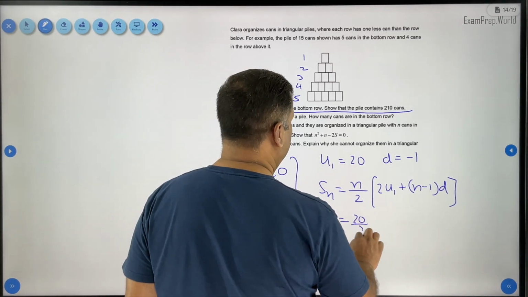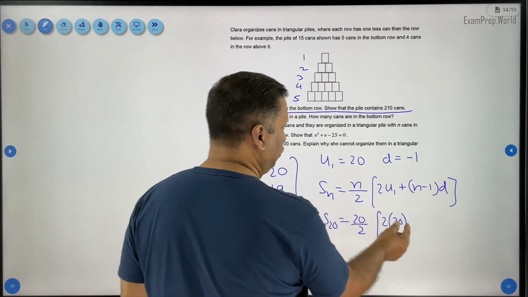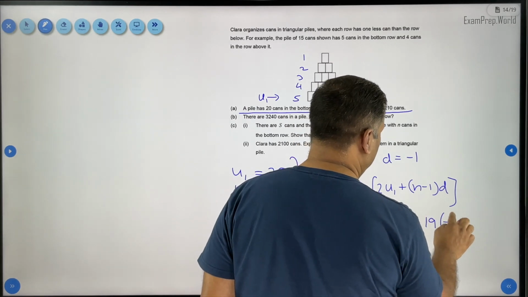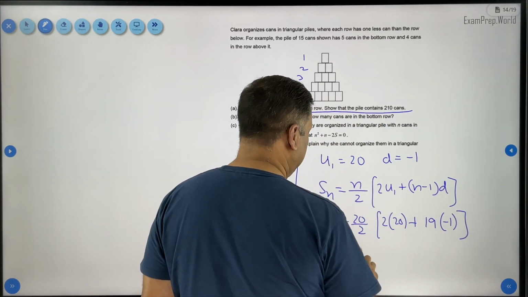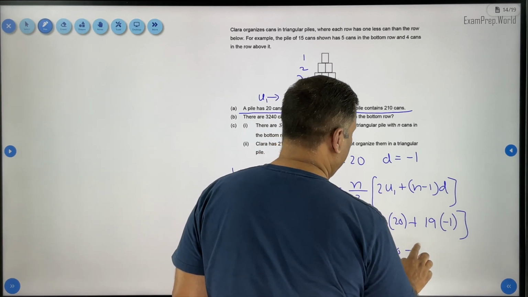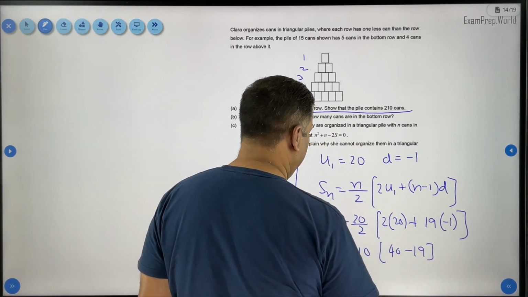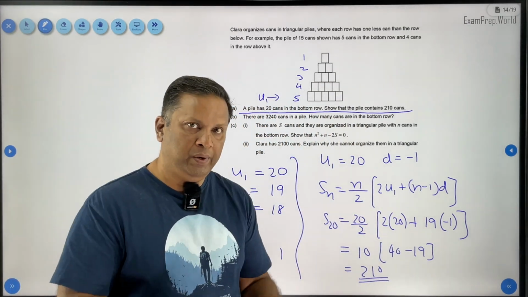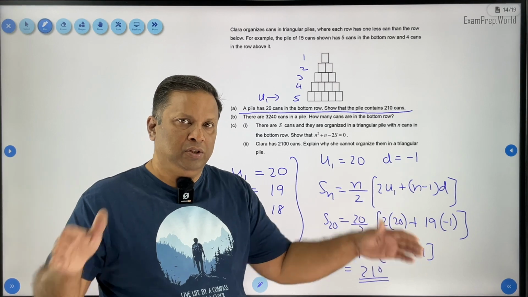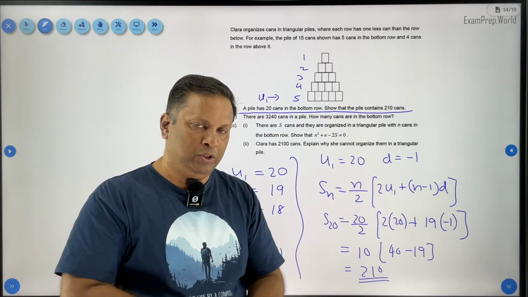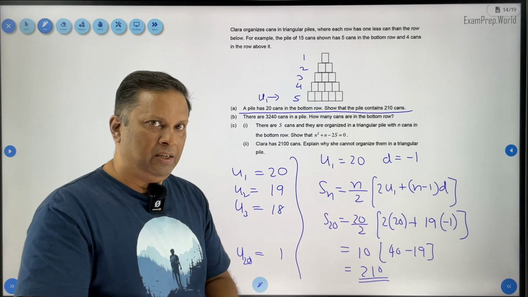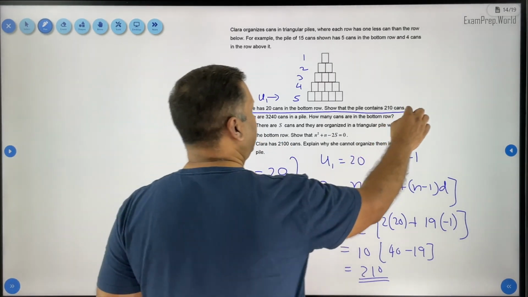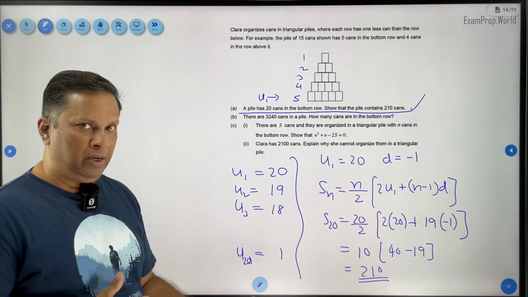S20 will be 20 by 2, times 2 times 20, because U1 is 20 in the bottom, plus 20 minus 1, which is 19, and D is how much? Minus 1. So this cancels to 10, times 40 minus 19, which is 21. 10 times 21 is 210. So we very easily proved that the pile where the bottom row has 20 cans has 210 cans overall. Because 20, 19, 18, 17 like that, up to the 20th row, all the cans will be 210. We just proved it. Part A is done. Understood? Pause and write, otherwise you will forget.